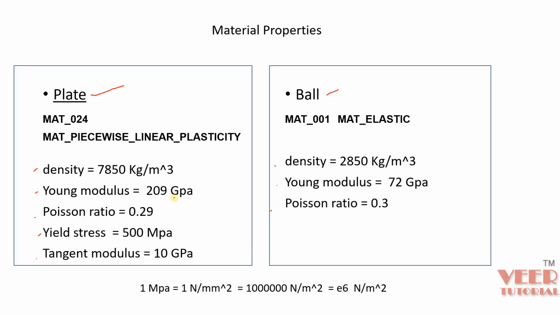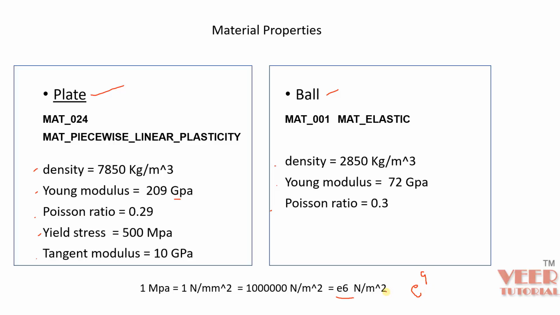In this problem, as we already know, we are working in units of meters, and all these given values are in millimeters. So 1 megapascal equals 1 Newton per mm square. When we convert this to meters, we need to input the value 10 to the power 6, or in the software we put e to the power 6. Similarly, when we have gigapascal, we need to use e to the power 9.